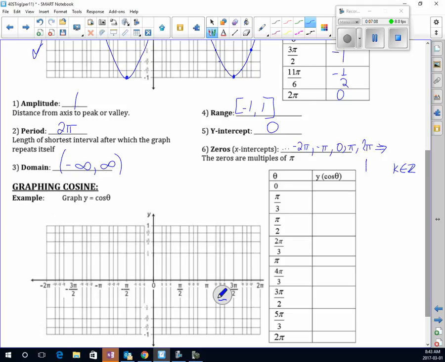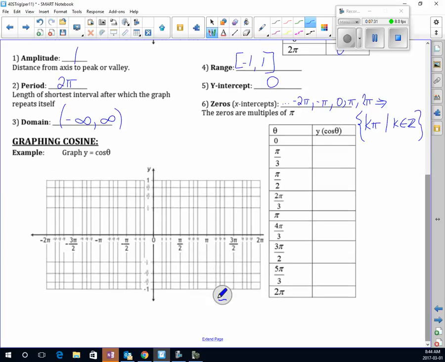K pi, yeah, very good. Okay, so that would be my zeros, k pi. Does everybody understand what the list of integers is? The list of integers is, say, ..., -3, -2, -1, 0, 1, 2, 3, ... So if I take that list and multiply it by pi, do you see I'll get this list? Yes? Okay. That's a fancy Z for integers.